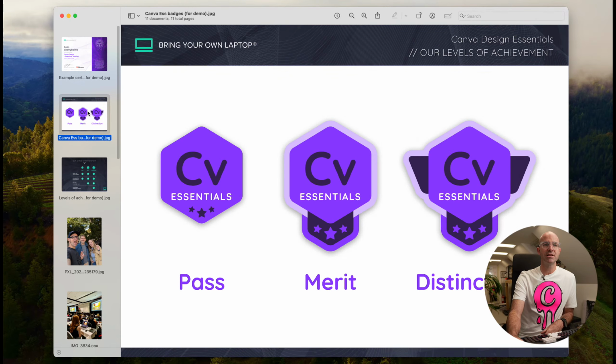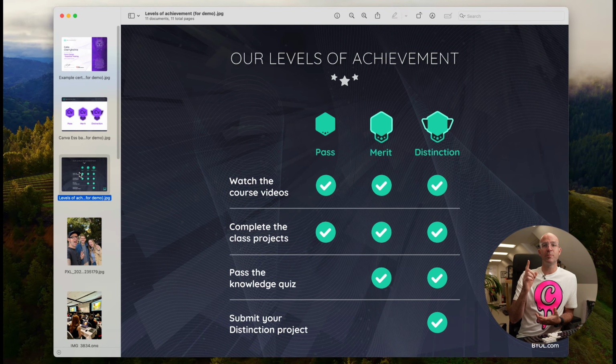So there are 3 levels to this. For people that don't know, there is a pass, merit, and distinction. You can earn these badges at Bring Your Own Laptop. And for the people that don't know, you watch all the courses. Can you see this middle column here? You can get a pass certificate by watching all the courses and completing all the class projects. You then get an extra level if you also do the knowledge quiz that runs throughout it.